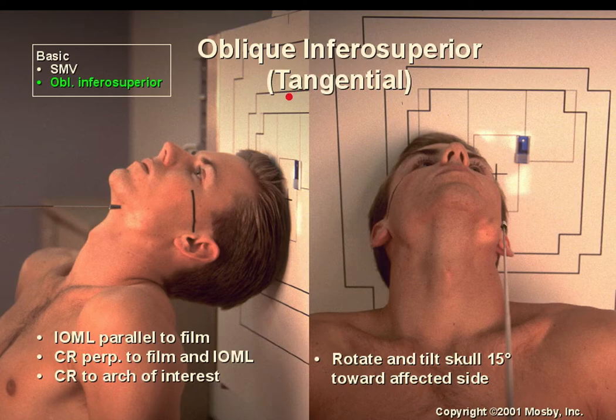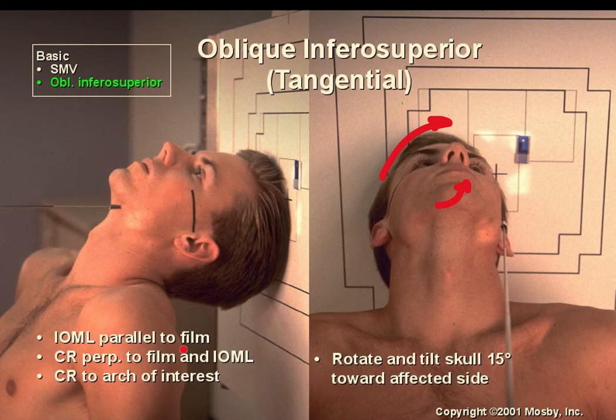Oblique, inferior superior tangential. So you are rotating and tilting the skull 15 degrees towards the affected side. So this is the affected side. So you're going to rotate, and then you're going to tilt, okay? So rotation and then tilt, okay, to get this jawbone out away from everything. So you're skimming it. It's the tangential.